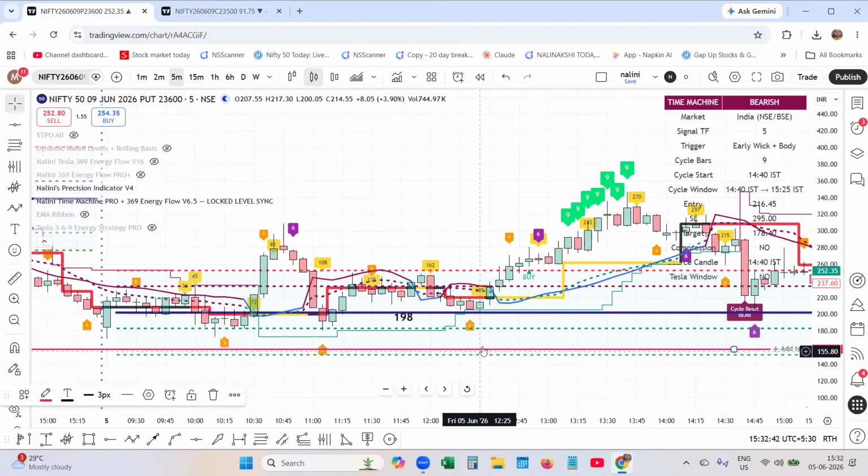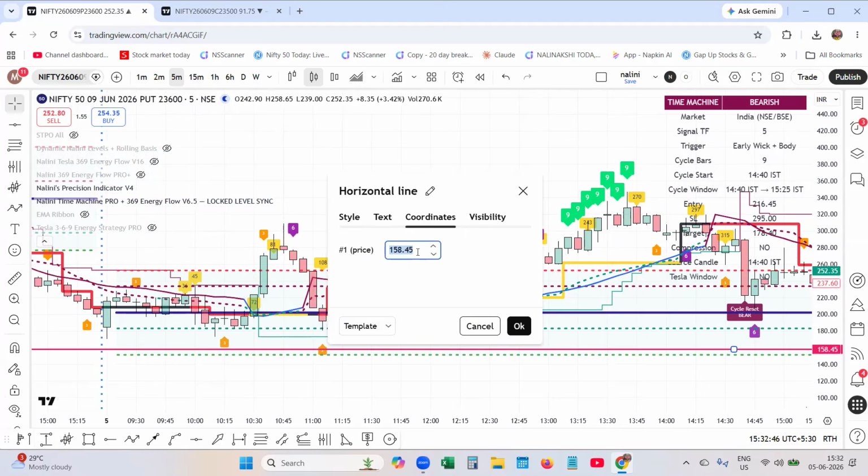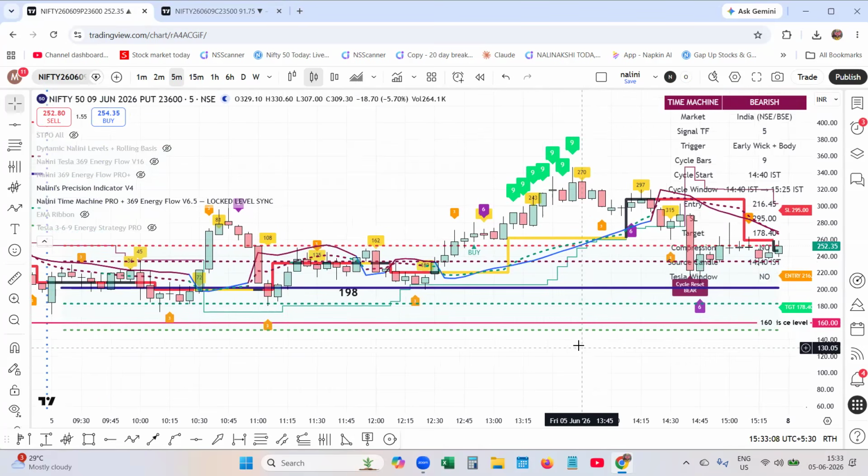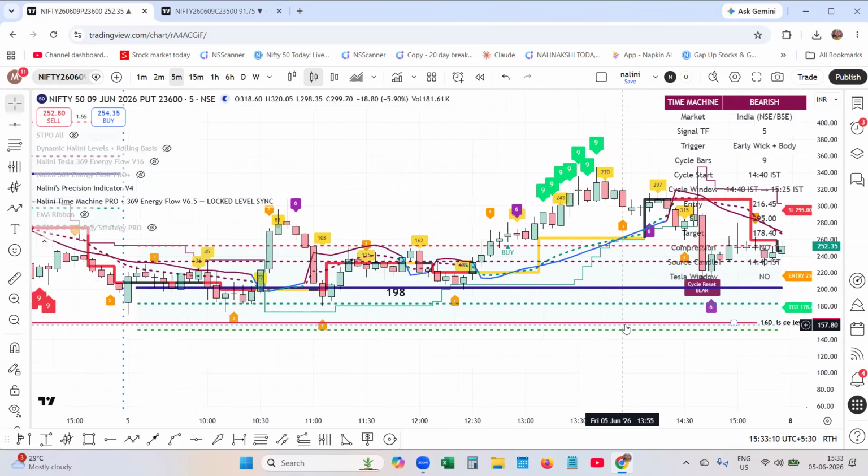And let me fix the coordinate 160. Okay, let me write: 160 is the CE level, deciding level. So this becomes the deciding level.